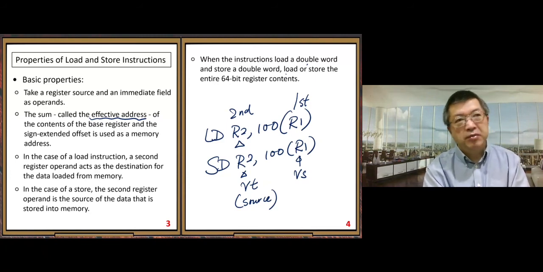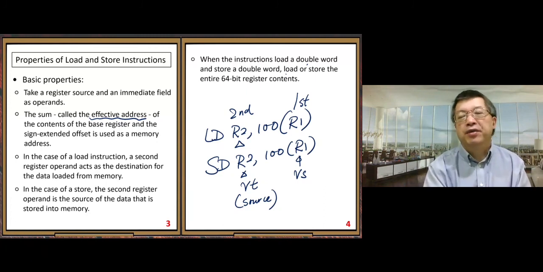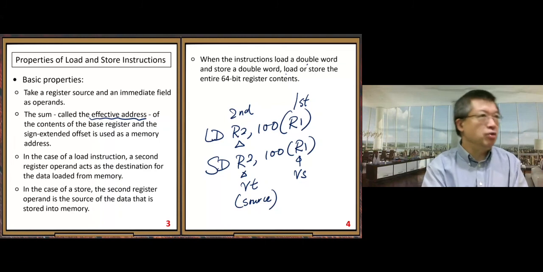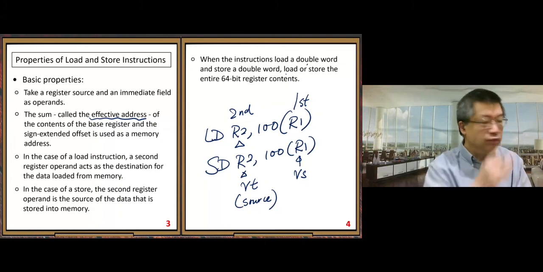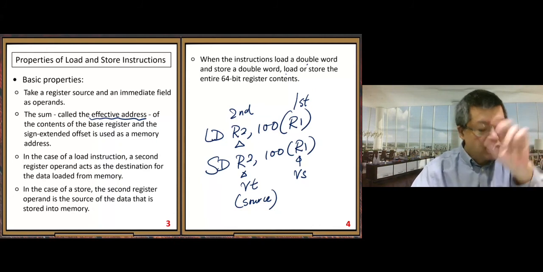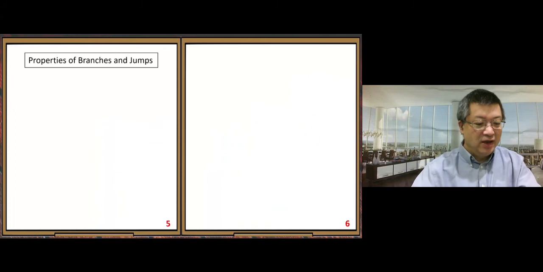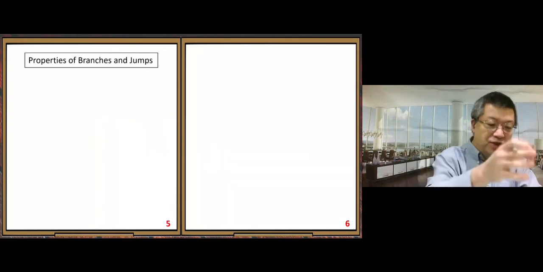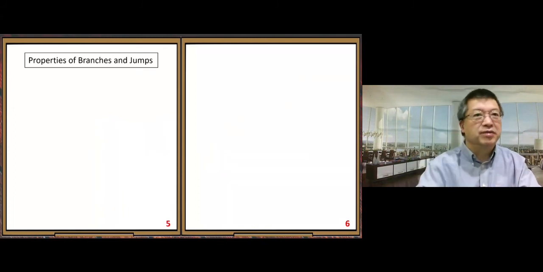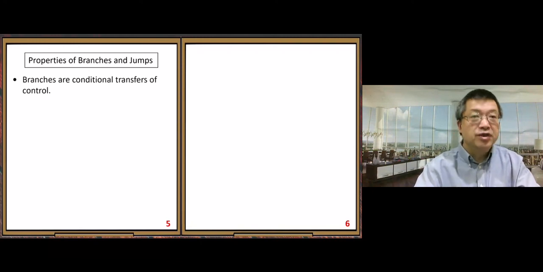Here you can see in several different places we emphasize this special rule. All right. That is the last property for this group. We have another group, the last group: branches. Properties of branches and jumps. Branches are conditional transfers of control.